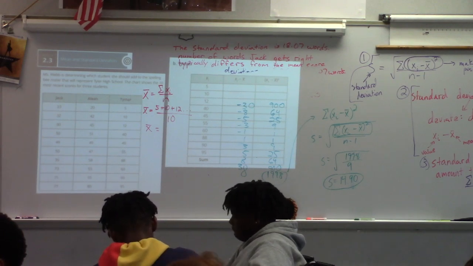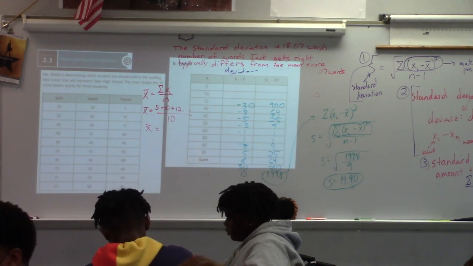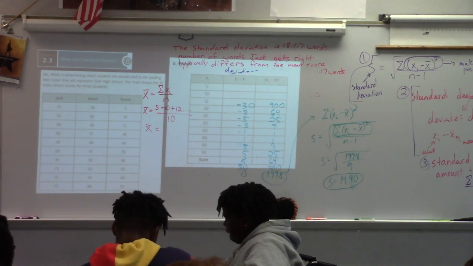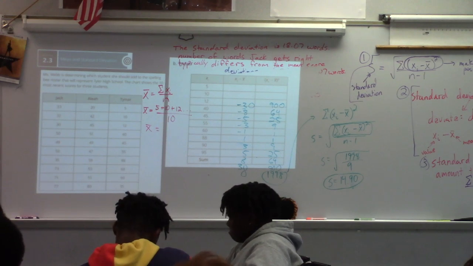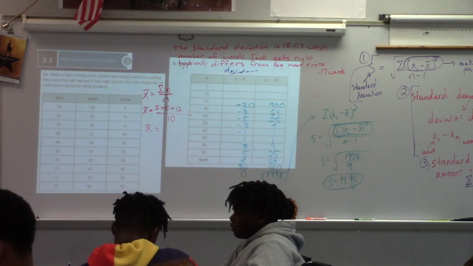So notice, what's 20 minus 50? What's 42 minus 50? That's it. So you're finding out how far those numbers are from the mean. So calculate your mean. But remember, the issue is that the sum is 0. So we have to square each of those numbers. That's what this is telling you. Square each of those numbers and then add them together.